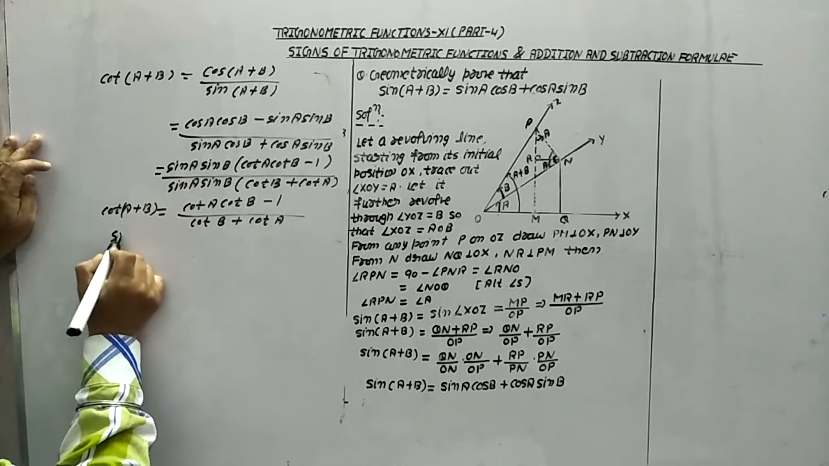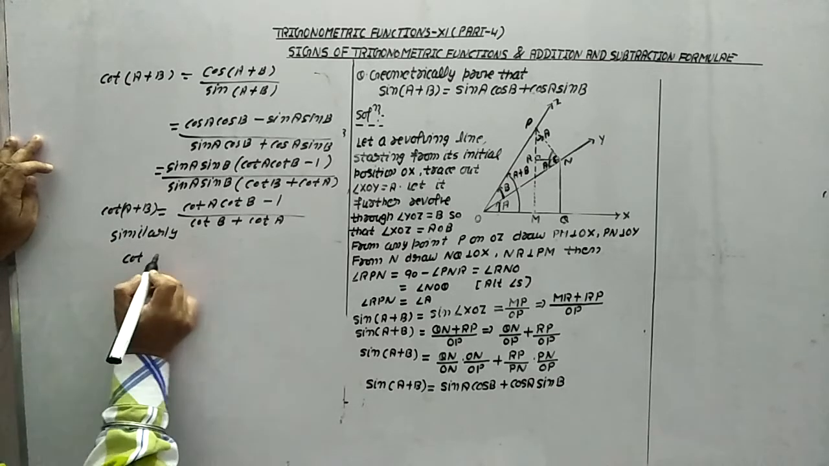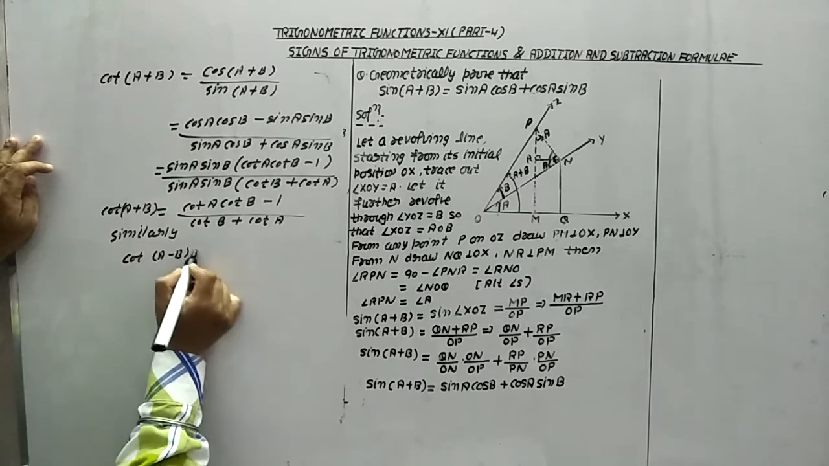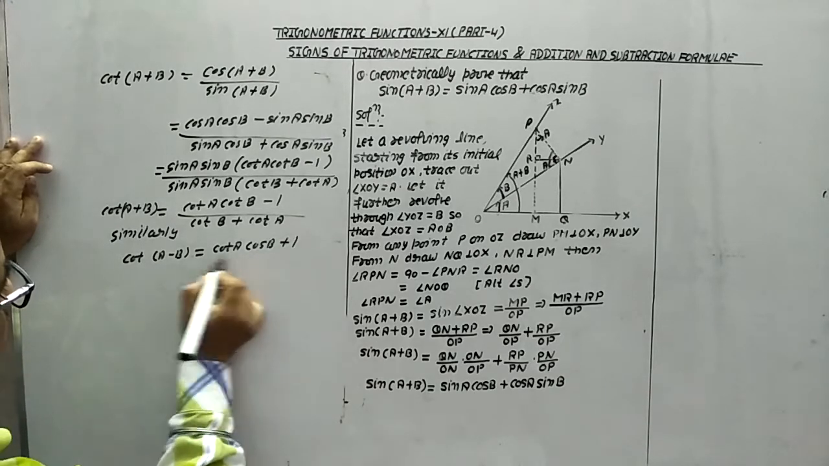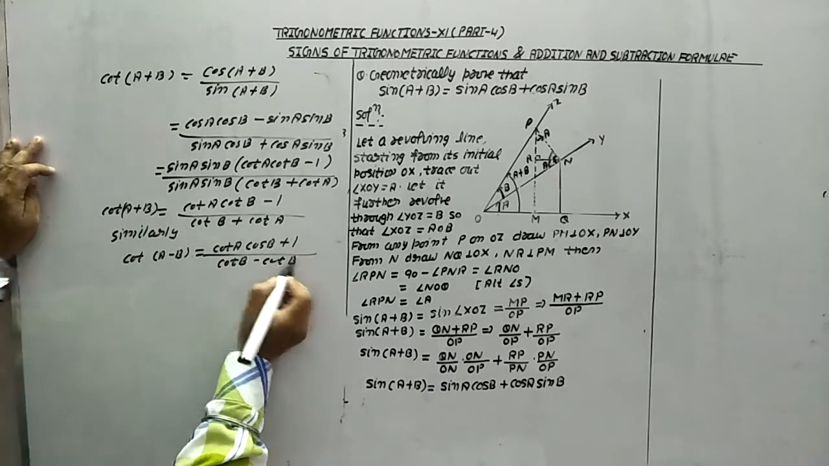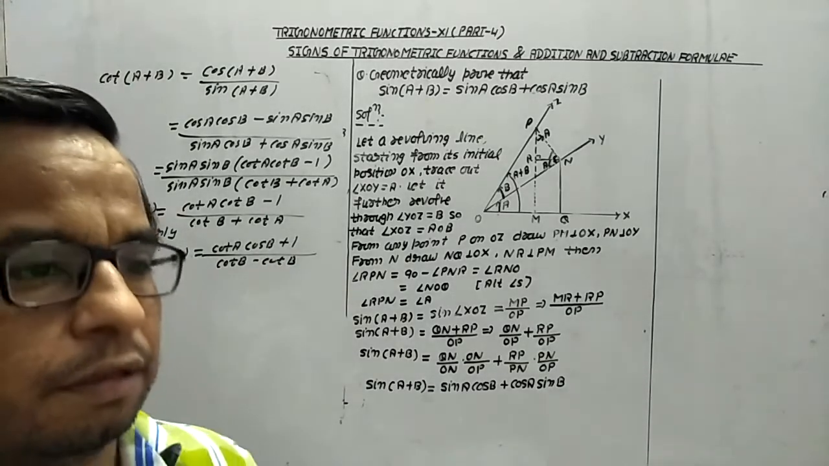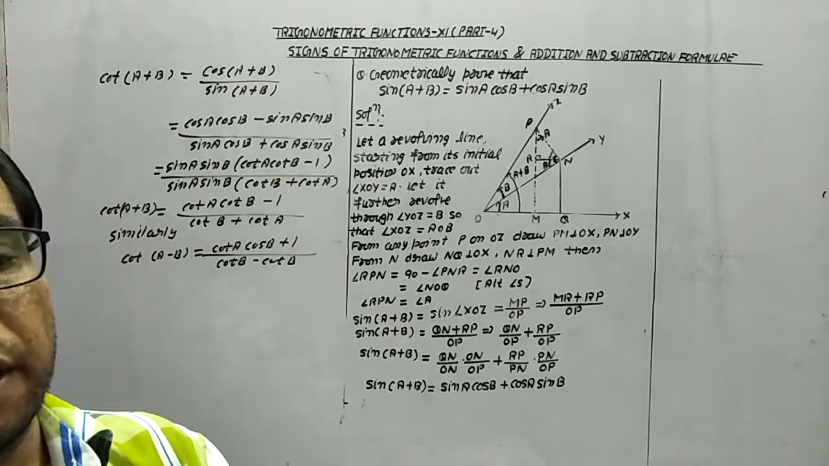Similarly, once we do the proof of this thing, we will get another formula: cot(A−B) equals cot A cot B plus 1 upon cot B minus cot A. So in this way, you have to revise these relations and make a command to learn all these relations.